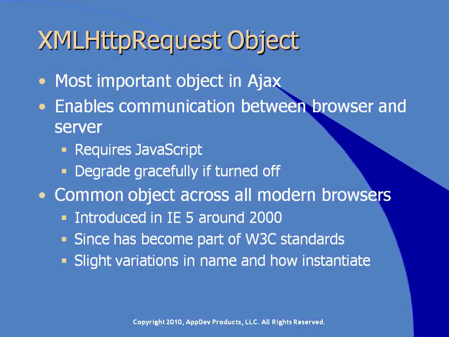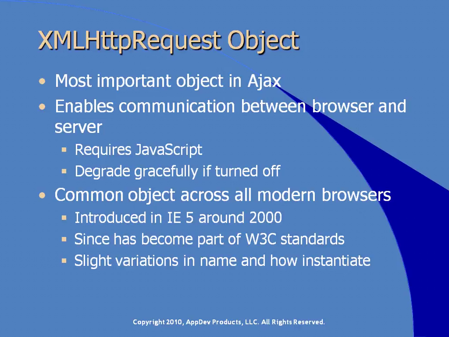Internet Explorer used to use an ActiveX object named msxml2.xml_http. But Firefox, Safari, and other browsers use XML HTTP request. And fortunately, Internet Explorer now supports that same name. But you'll see this object often referred to as XHR. And that's just referring to that object across all browsers.